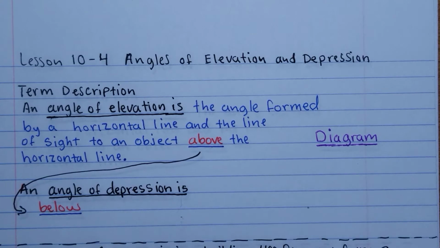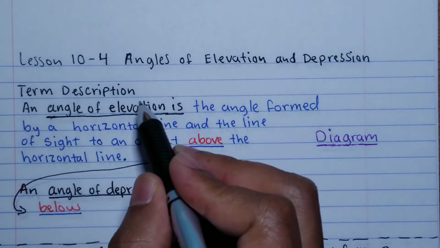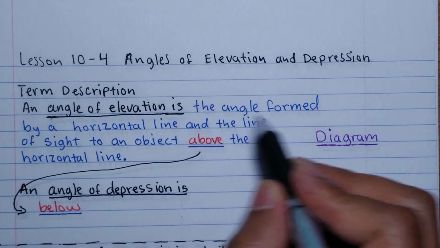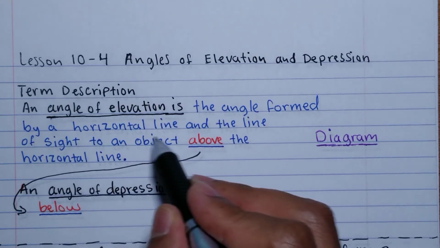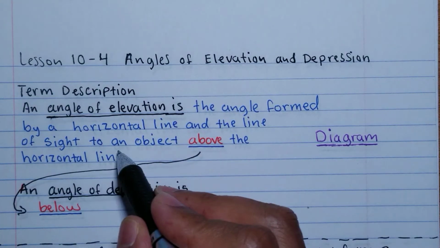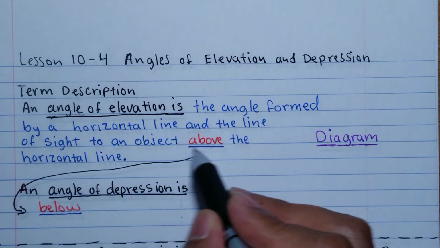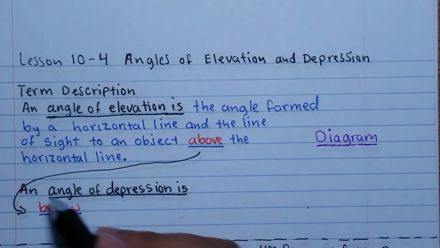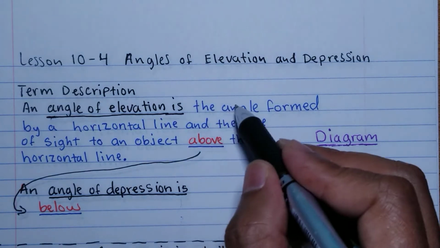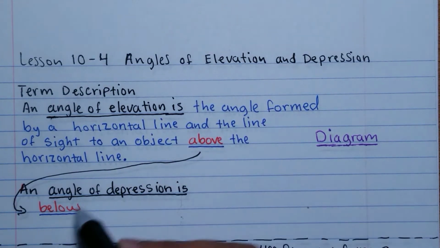Okay. So, term description, an angle of elevation is the angle formed by a horizontal line and the line of sight to an object above the horizontal line. Notice that I underline above, okay? And an angle of depression is all of this, but instead of above, it's going to be below.